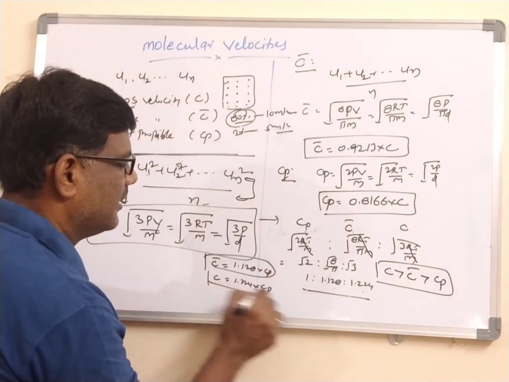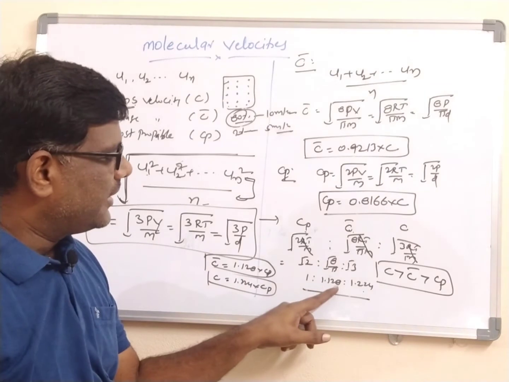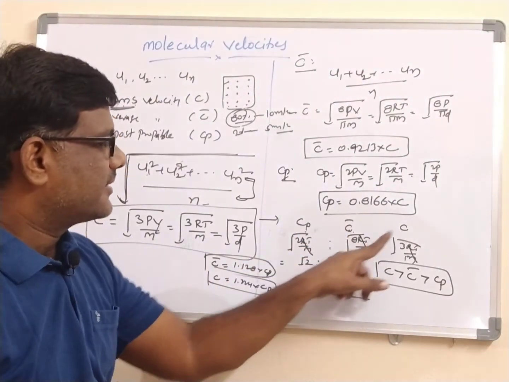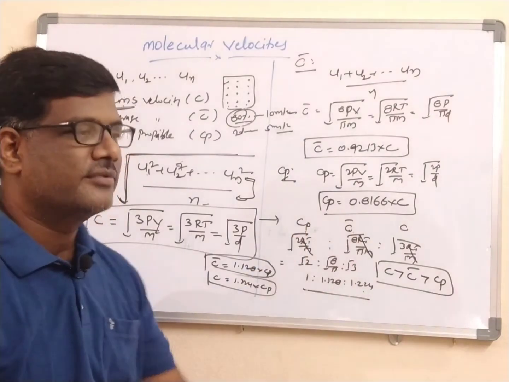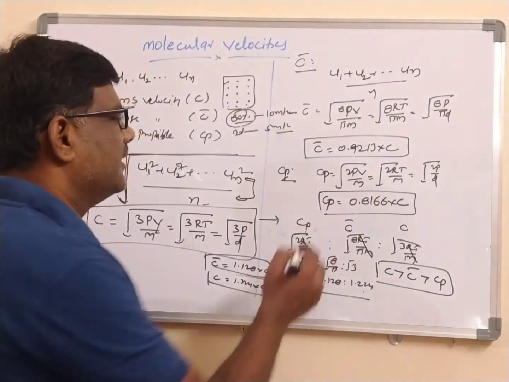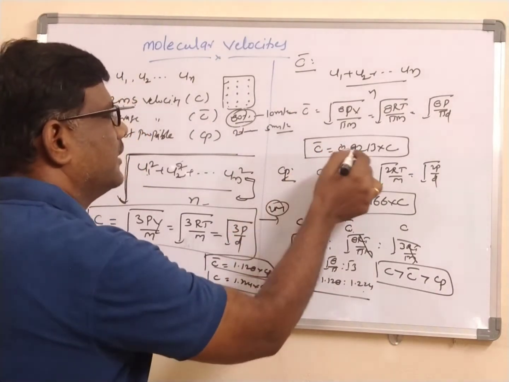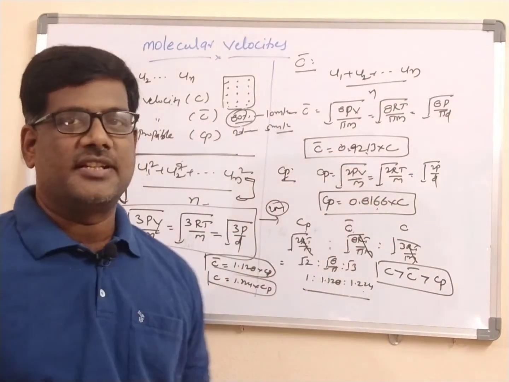So these are again two relations: C bar is equal to Cp into 1.128, and C is equal to Cp into 1.224. Like this you have the relation. This relation is a 2 marks question in the IP examination, and these two are important for the MSET examination.